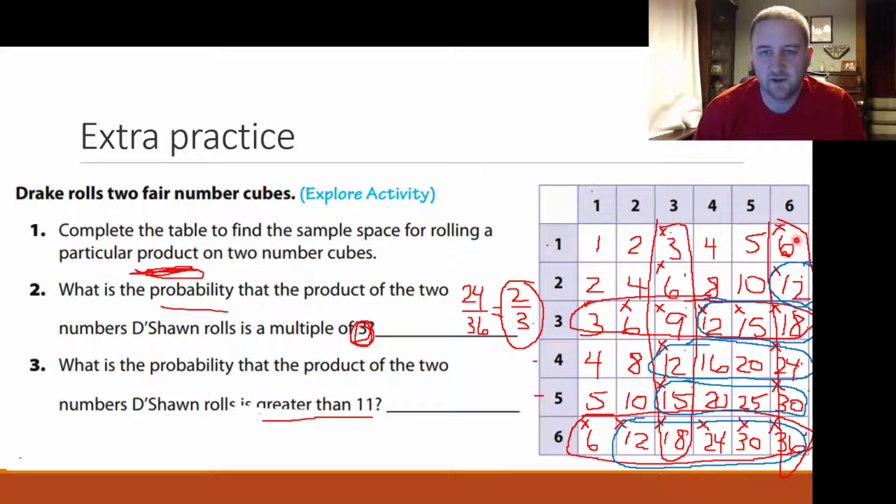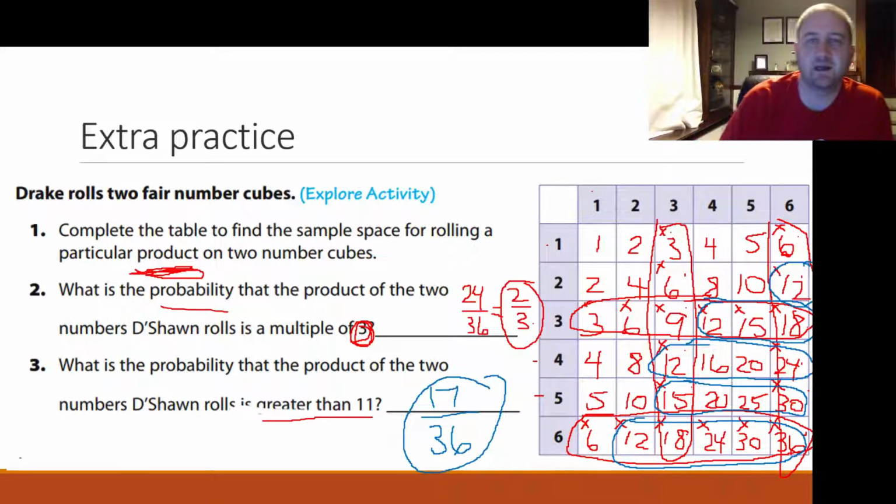Okay, so now we'll count them. 1, 2, 3, 4, 5, 6, 7, 8, 9, 10, 11, 12, 13, 14, 15, 16, 17 possible outcomes that are greater than 11 out of a total of 36 outcomes. And this cannot be reduced any further, so our probability there is 17 out of 36 chance.